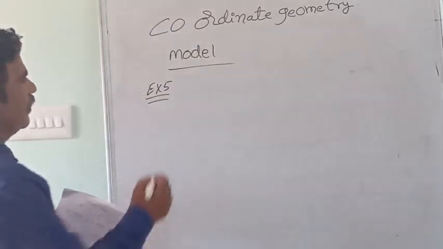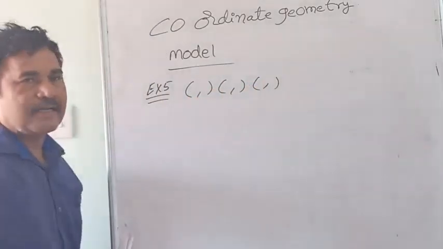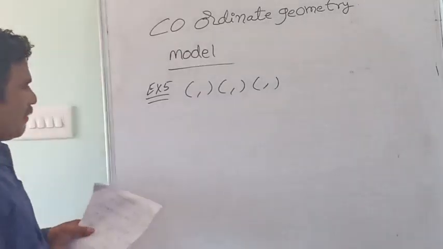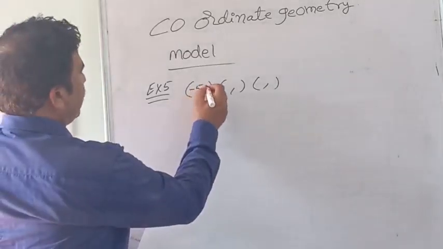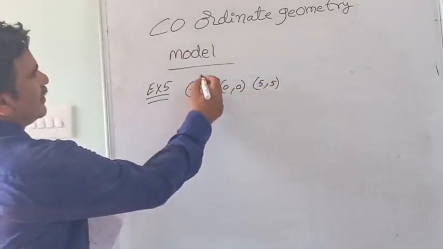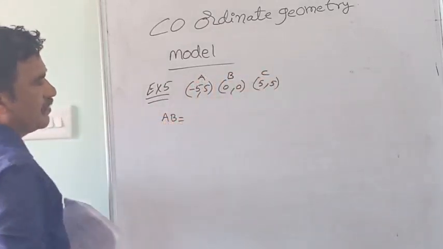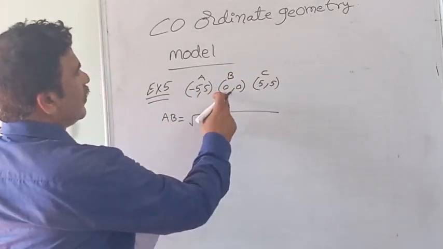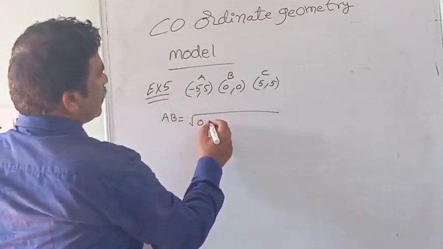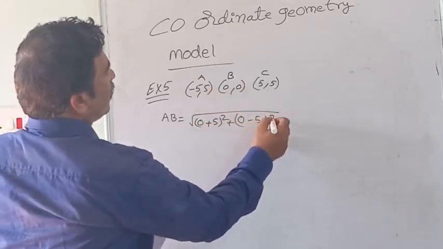Example 5: he will provide 3 points. Check whether it is an equilateral triangle, isosceles triangle or right angle triangle. See the example: (minus 5, 5), (0, 0), (5, 5). Assume these as A, B, C. Find all the distances. AB distance first. While finding AB, this is x2, y2, this is x1, y1. What you will get is (0 minus of minus 5) whole square plus (0 minus 5) whole square.